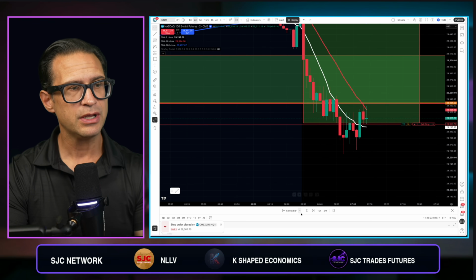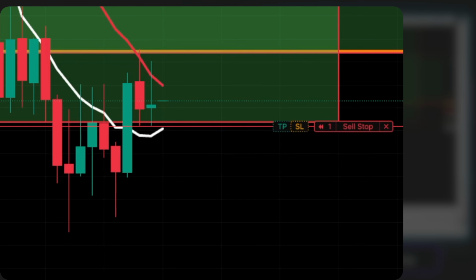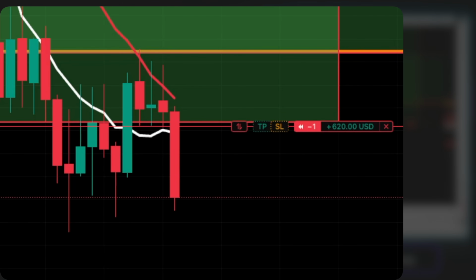So you treat this area as an entry point at the bottom of the orb when the price keeps pushing down out of it. We put in a contract and we watch as it pushes down, pushes down and pops for $620.